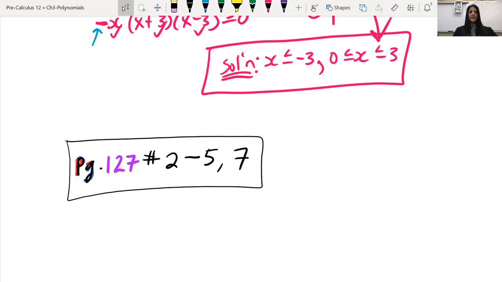Okay, so that is the end of the second half of 3.2. I hope that after going through the graphing and now the equations and putting it all together, you have a deeper understanding of how it all works. Again, the suggested assignment is page 127, 2 to 5, and 7. But of course, it's up to you if you want to do more questions for extra practice. That's always helpful. And that's it.